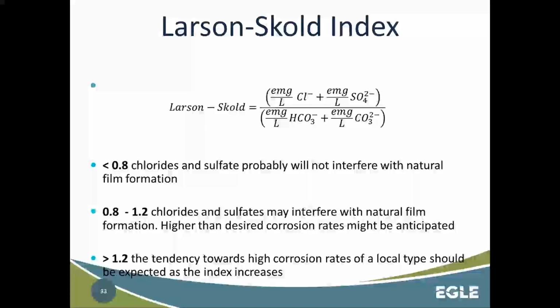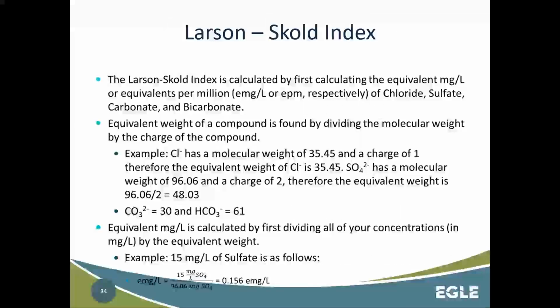LSRI, or Larson-Skold index, I should say, is another index dealing with the same kind of concepts. Not going to get into a ton of details, but you're dealing with equivalent concentrations, equivalent weights, I should say. So you have this equation here. Less than 0.8, chloride and sulfate will not interfere with natural film formation. 0.8 to 1.2, they might interfere, and greater than 1.2, they're likely to be interfering. It could have some corrosion concerns. Again, not the be all end all, but it's a potential thing that we can look at.